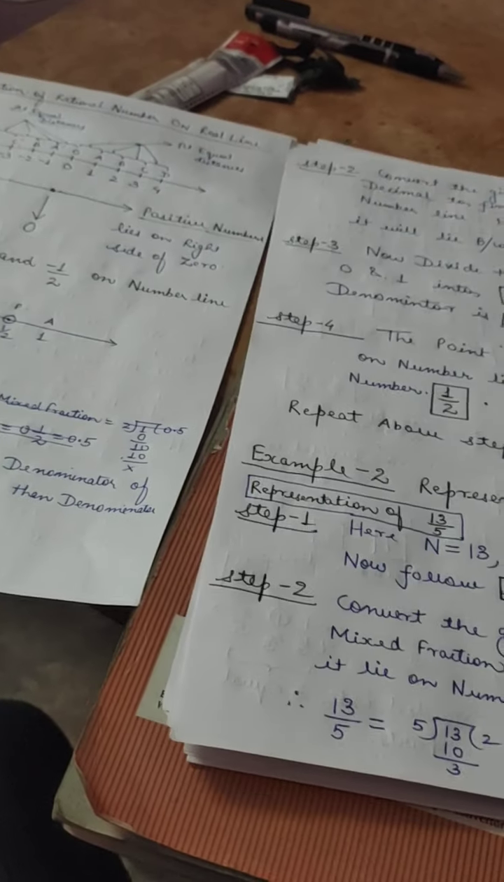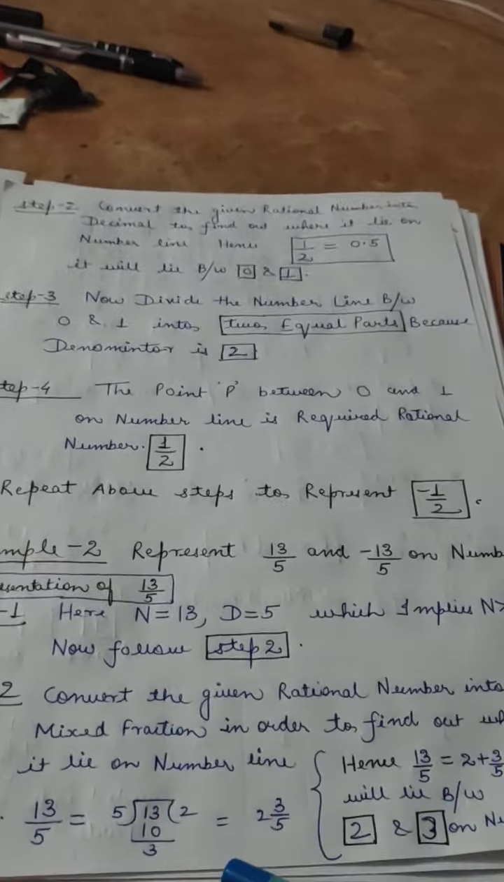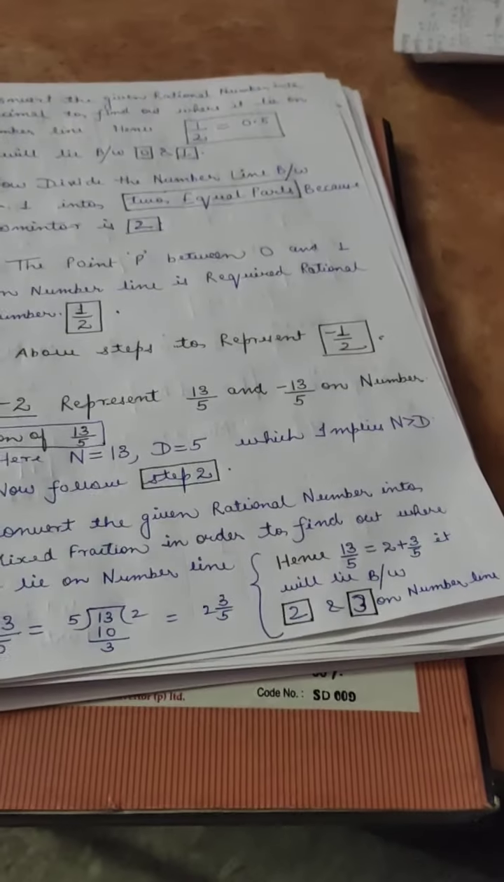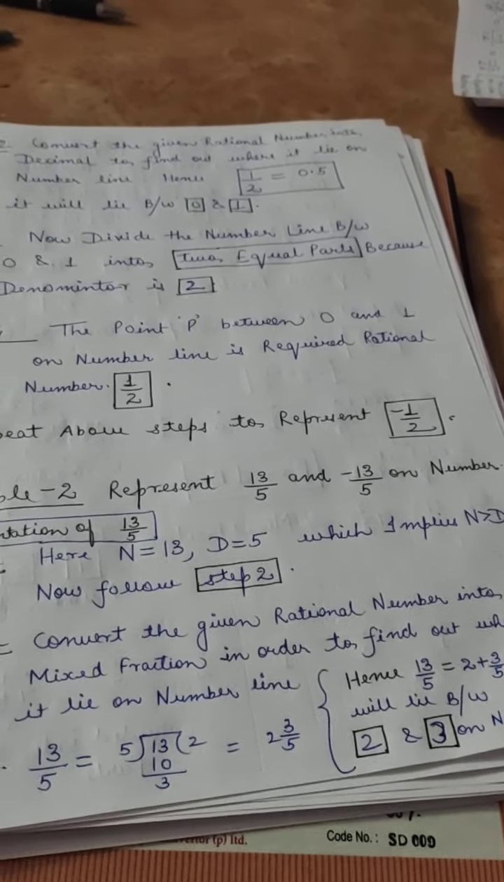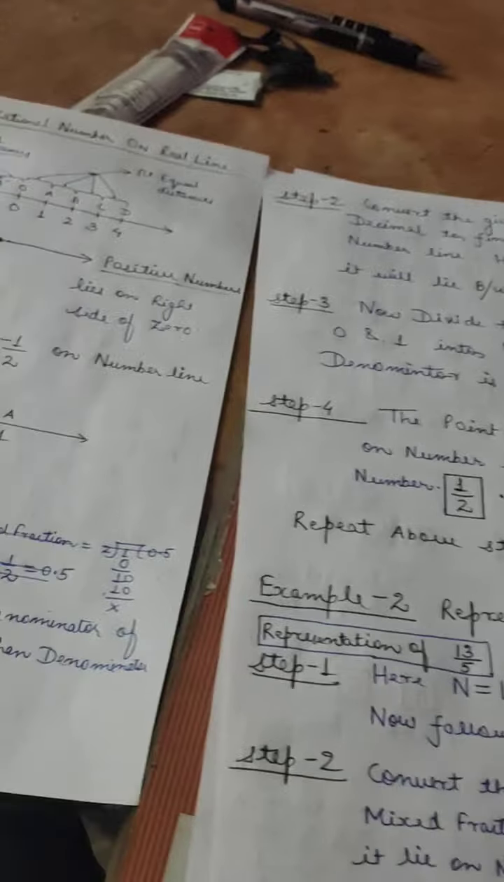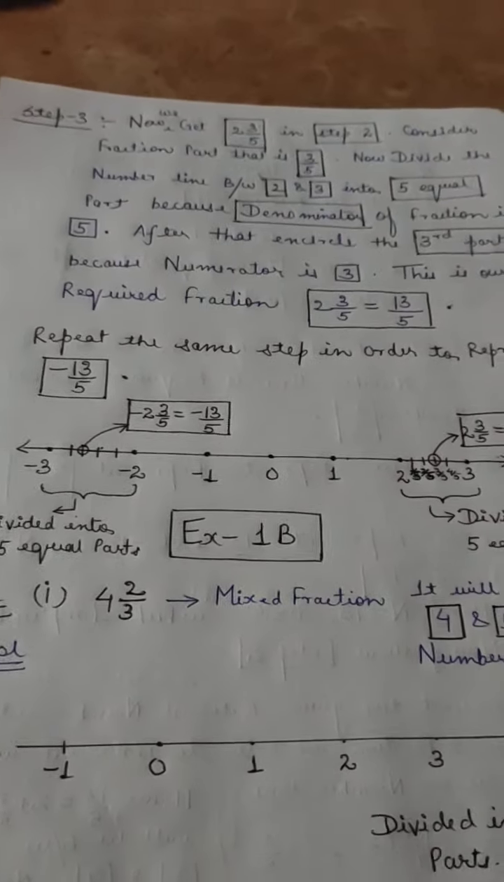This whole number part in a mixed fraction gives us the value where this fraction will lie on the number line. So 13 by 5 is lying between 2 and 3. Now after that, come to step number 3.